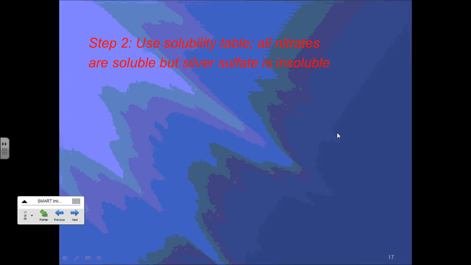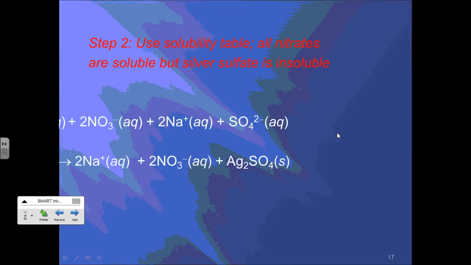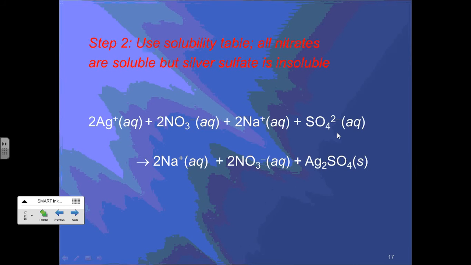In step 2, you want to use the solubility table, which predicts the ability to be soluble in solution. Now, all nitrates are soluble, but silver sulfate is insoluble. And so when you look at it and you rewrite the equation, you write that with the understanding that the silver sulfate is insoluble and therefore not broken down into its respective ions.